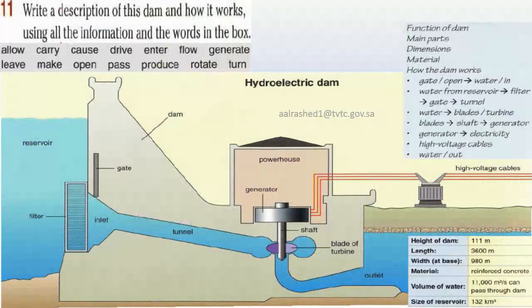Okay, the last question is about writing a description of what's happening in this hydroelectric dam. This is called a hydroelectric dam. You need to write a description about how the system works. So we have certain verbs. We have flow, carry, cause, drive, enter, flow, generate, leave, make, open, pass, produce, rotate, turn.